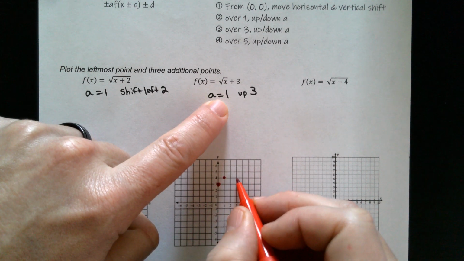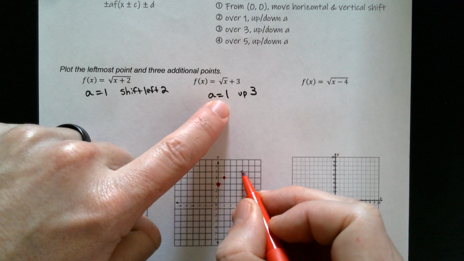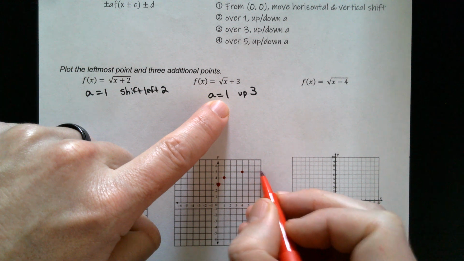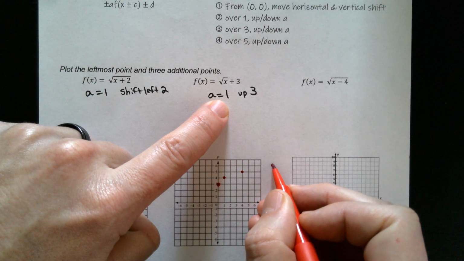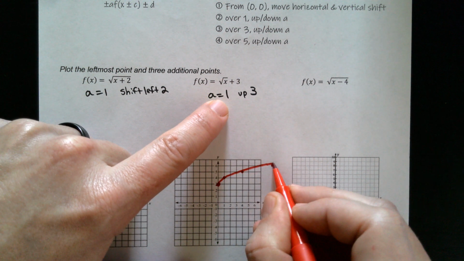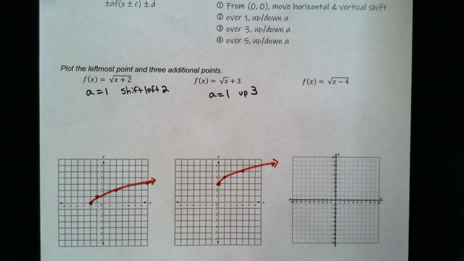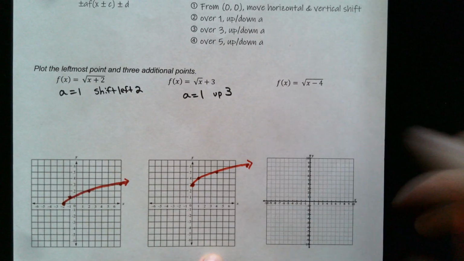And how many A? So 1. Move over 3, 1, 2, 3, and then go up 1. And then move over 5, 1, 2, 3, 4, 5, and up 1. It's a little off my graph, but there we go. There's the graph.